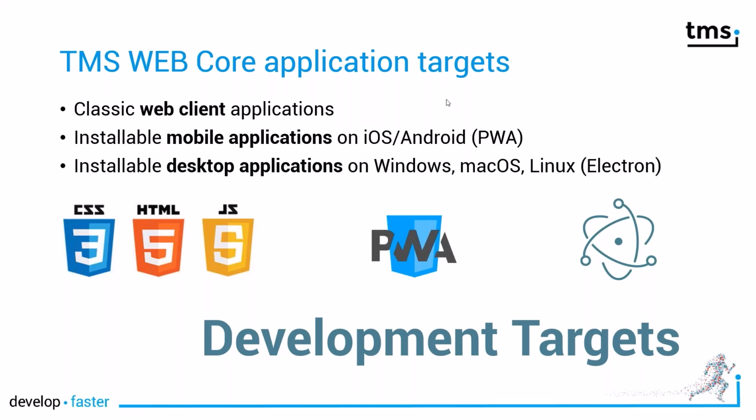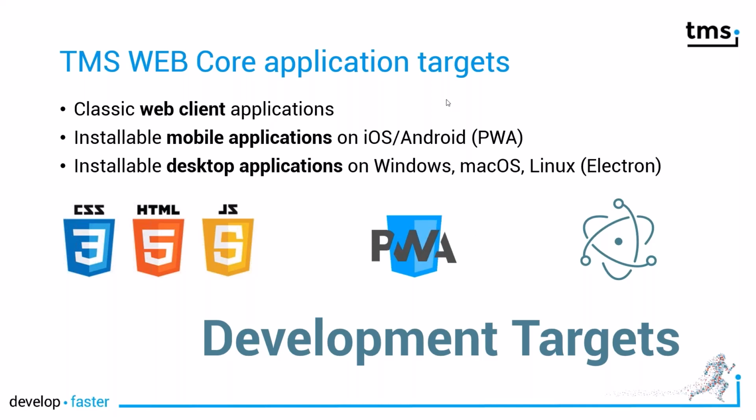So with TMS WEB Core, with the framework, you can generate classic web client applications. So web applications that run in the browser and offer users web access to your applications. But that's not all. In addition, we can also target what is called these days progressive web applications. And that means that you create an installable mobile application for your iOS or Android devices.